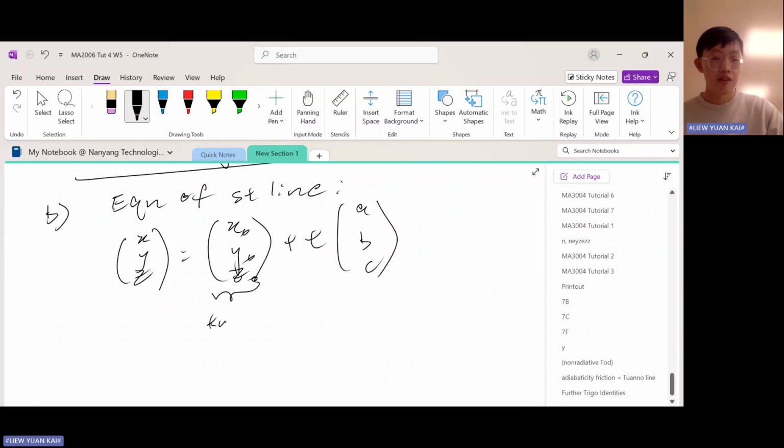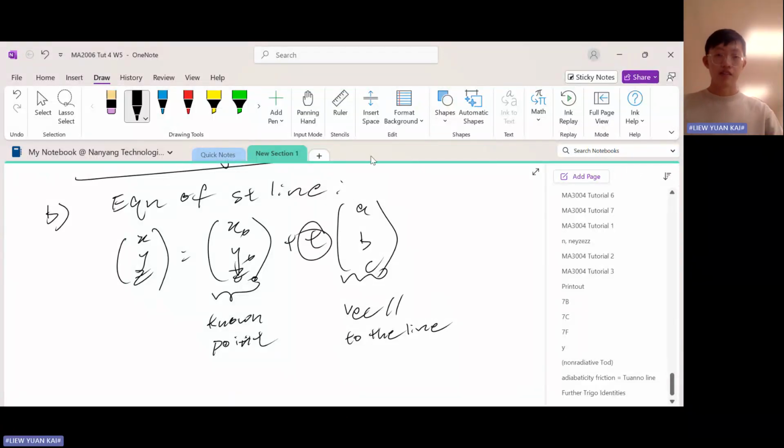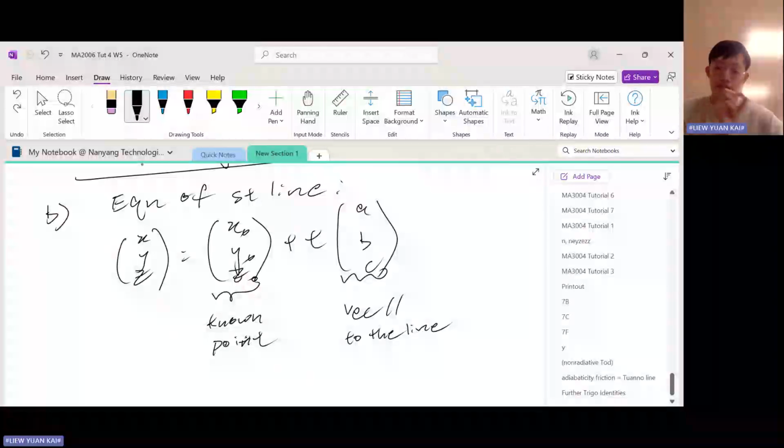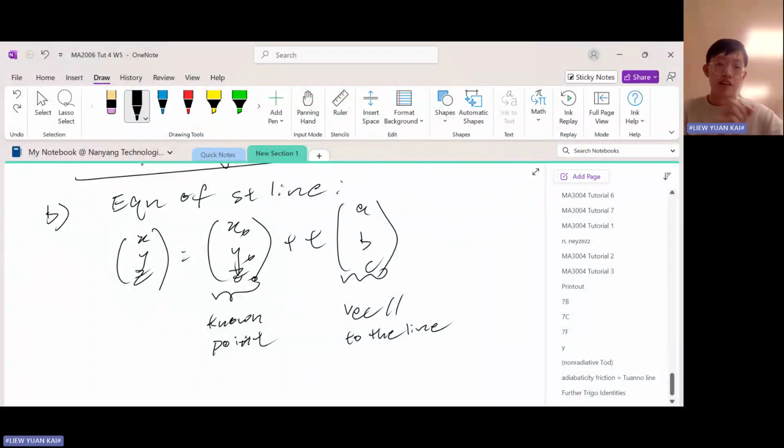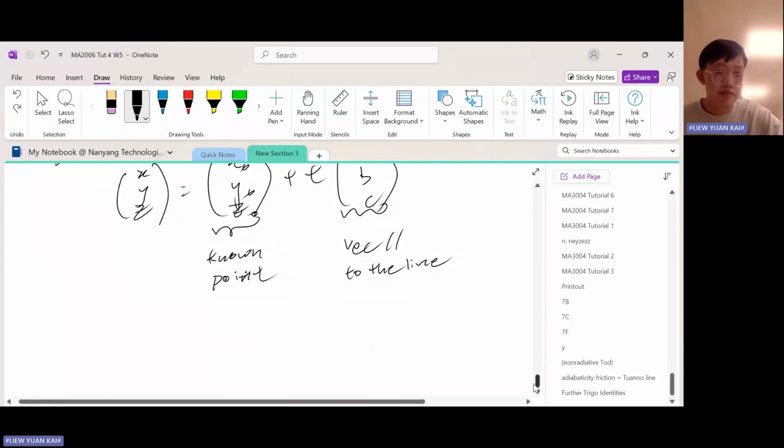Let me tell you what this is. This is a known point. You know the coordinates of a point on this line, the known point. What's this? This is a vector which is parallel to the line. T is called a free parameter, which is a value that you can vary to find all the points on the line. I'll tell you what I mean later. But first of all, let's solve this question first.